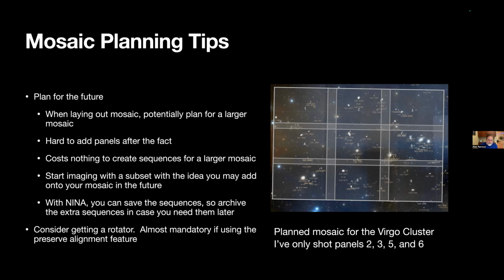I only have the ones that I'm currently working on, but I can go back into my archive of previous sequences and pull them back. The other tip I recommend is to save that mosaic plan, that little image from within the planner with the numbered panels, just so you know what panel is what. So I'll just take a little screen grab of that, and I save it along with all my original subs, so I know what it is I'm doing.